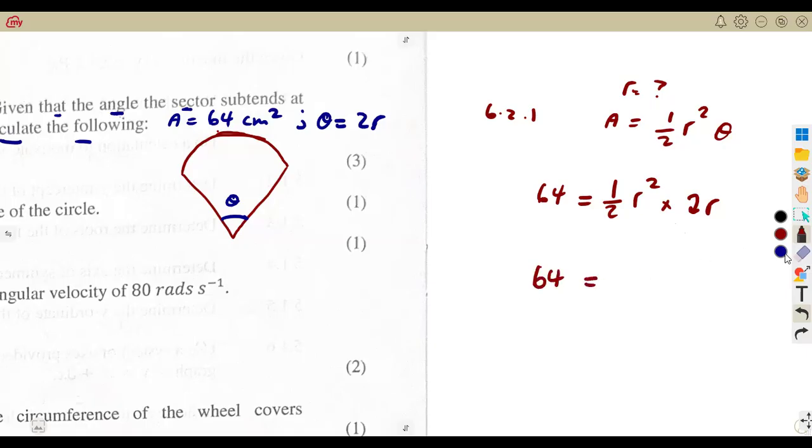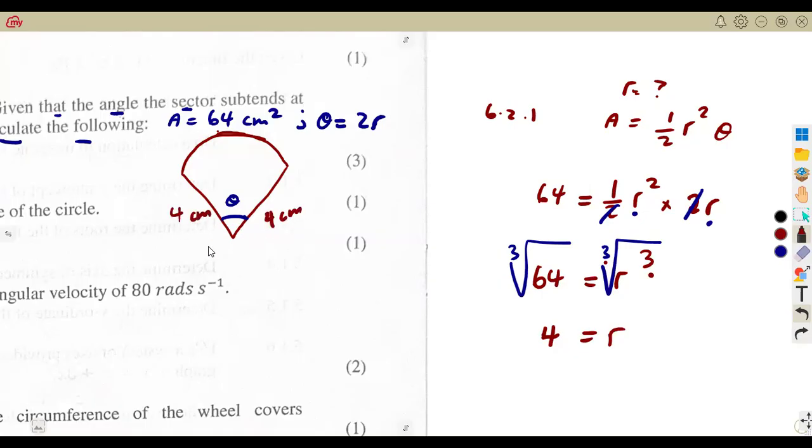So 64 is equal to what? Half of 2. This is going to cancel. R squared times r. That's r to the exponent of 3. So remove that exponent of 3 by what? The cube root. So you're going to have the cube root both sides. What is the cube root of 64? That's a 4. And this simply neutralizes. So we're going to have r there. So the radius is going to be what? 4 centimeters. A circle, which gives us this sector, it has a radius of what? 4 centimeters. All right, just like that, guys.